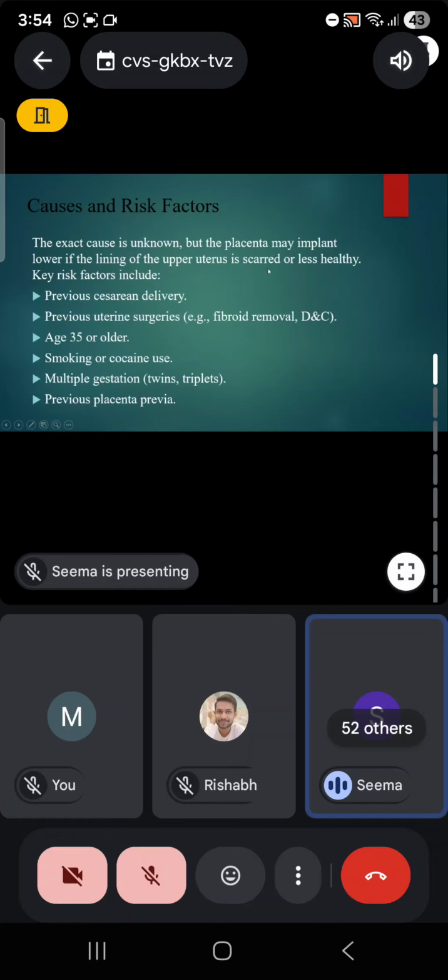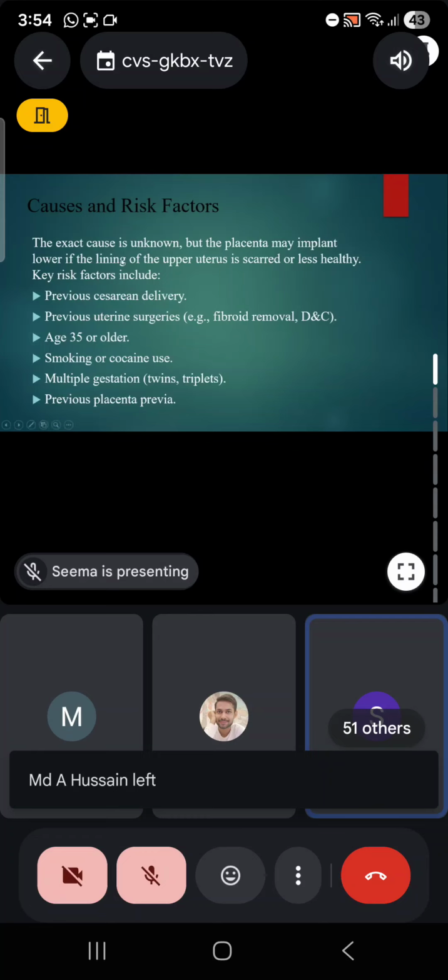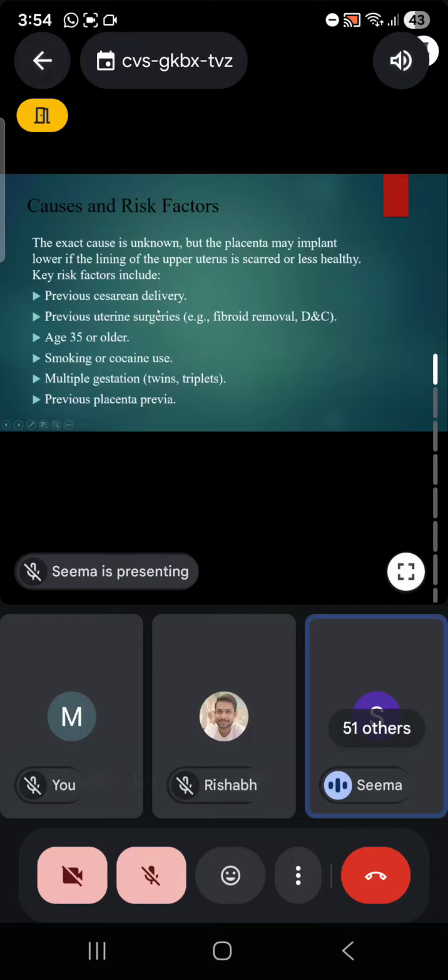Now the causes and the risk factors. The exact cause is unknown, but the placenta may implant lower if the lining of the upper uterus is scarred or less healthy. The key risk factors include a previous cesarean delivery, previous uterine surgeries like fibroid removal or dilatation and curettage, age more than 35, smoking or cocaine use, multiple gestation such as twins or triplets, and a previous history of placenta previa.